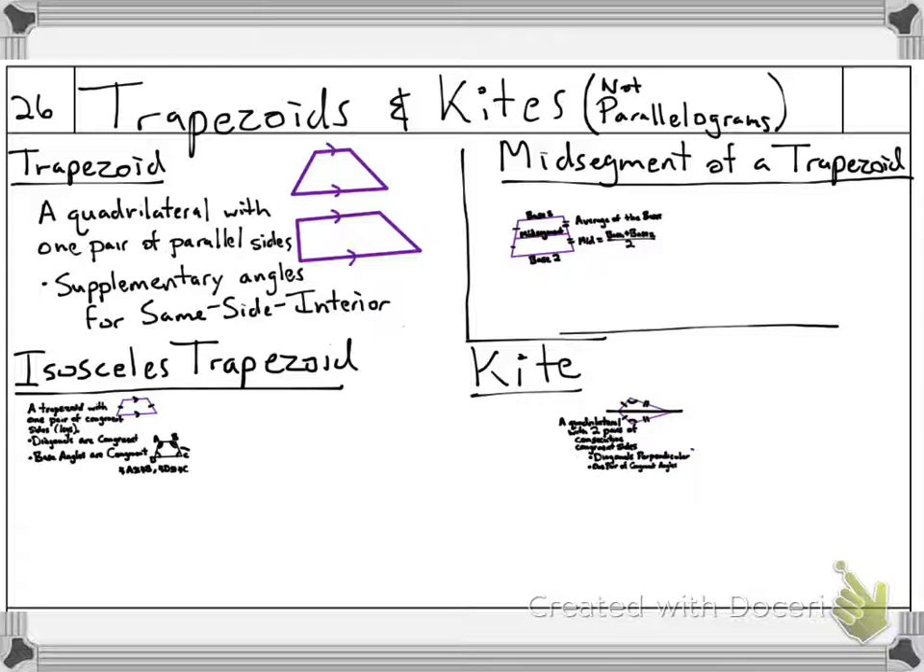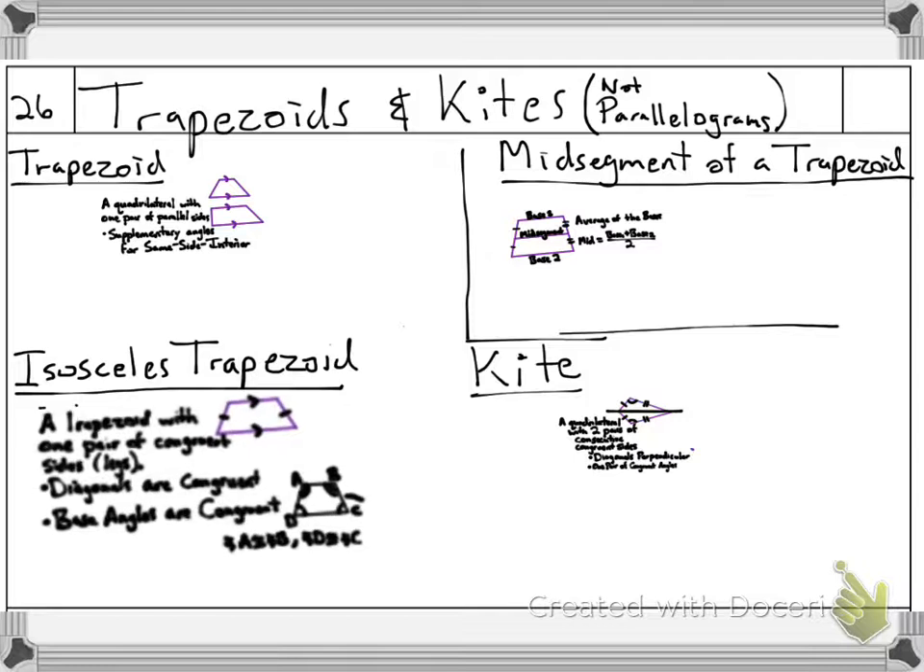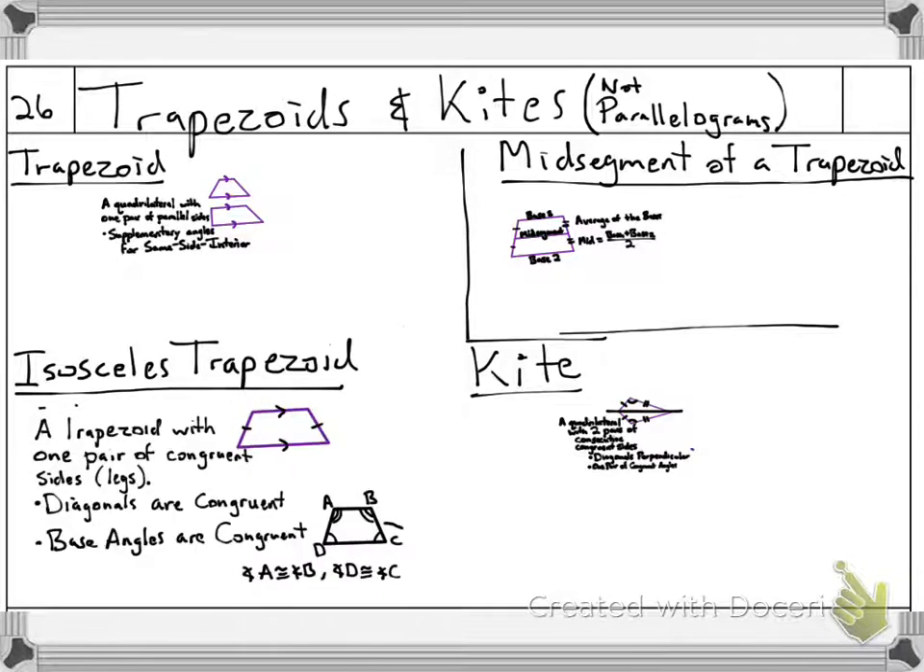An isosceles trapezoid is going to have a little bit more. So an isosceles trapezoid is going to be a trapezoid, so it still has the one set of parallel sides, but it also has one pair of congruent sides. Now these are not the parallel sides, these are the non-parallel sides. We're going to call these legs, kind of like an isosceles triangle that's been stretched out. So this one pair of congruent sides, we call legs, makes it isosceles.